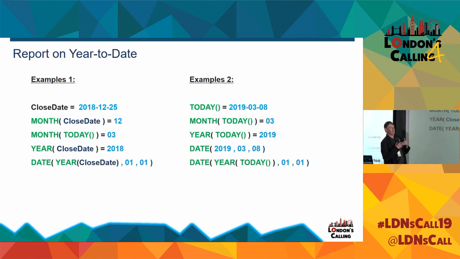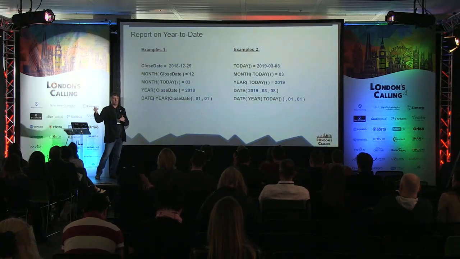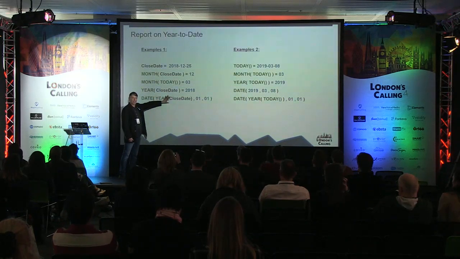And so to calculate that duration, I need to count how many months there were between the opportunity close date and the first day of that year. So I had to use the date function to build a January 1st. But I need it to be dynamic, because every year the opportunity close dates are going to be changing. So I used year close date to provide me with the number of the year the opportunity closed. I know the year starts on January 1st, so I just hard code in the numbers 1 and 1 for January and the 1st of January.